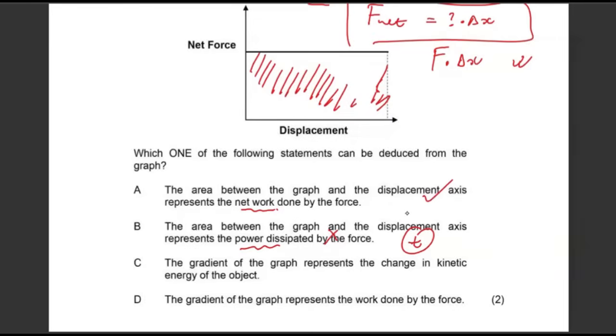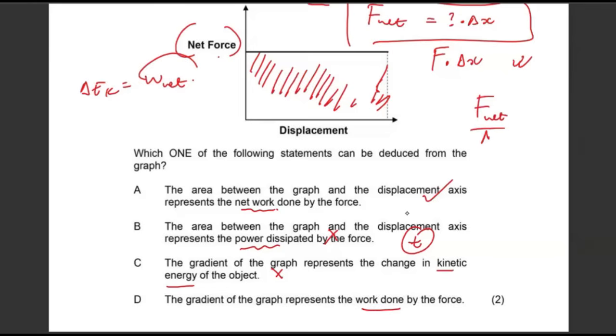And then the gradient of the graph represents the change in kinetic energy. Change in EK is equal to W net, the net work. And here we're just looking at the net force. So this is out also. Then the gradient represents the work done. When you talk about the gradient, it's like F net over the displacement, which is like the work done by the force. Is that true?